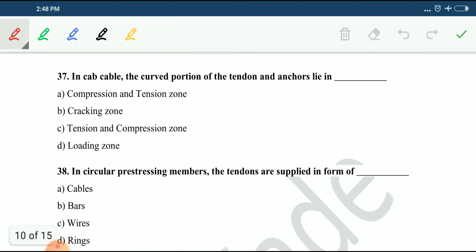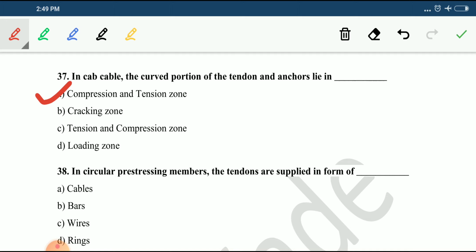Next, in cable, the curved portion of the tendon and the anchors lies in which zone? Compression and tension zone, cracking zone, tendon and compression zone, or loading. That is, compression and tension zone is the correct answer.